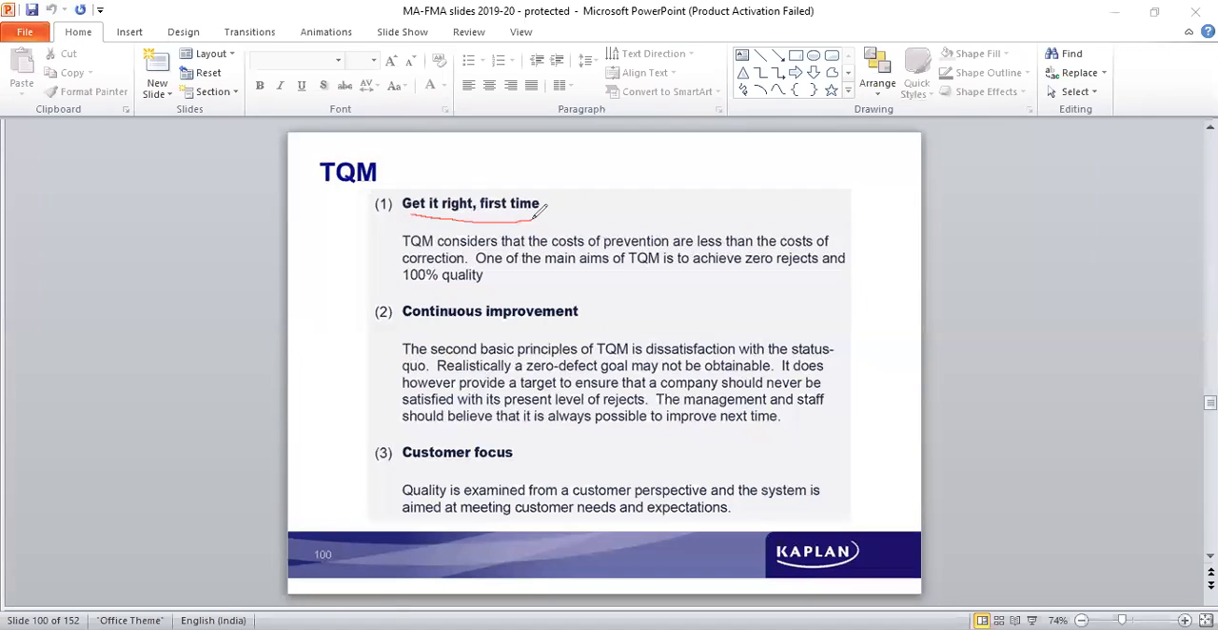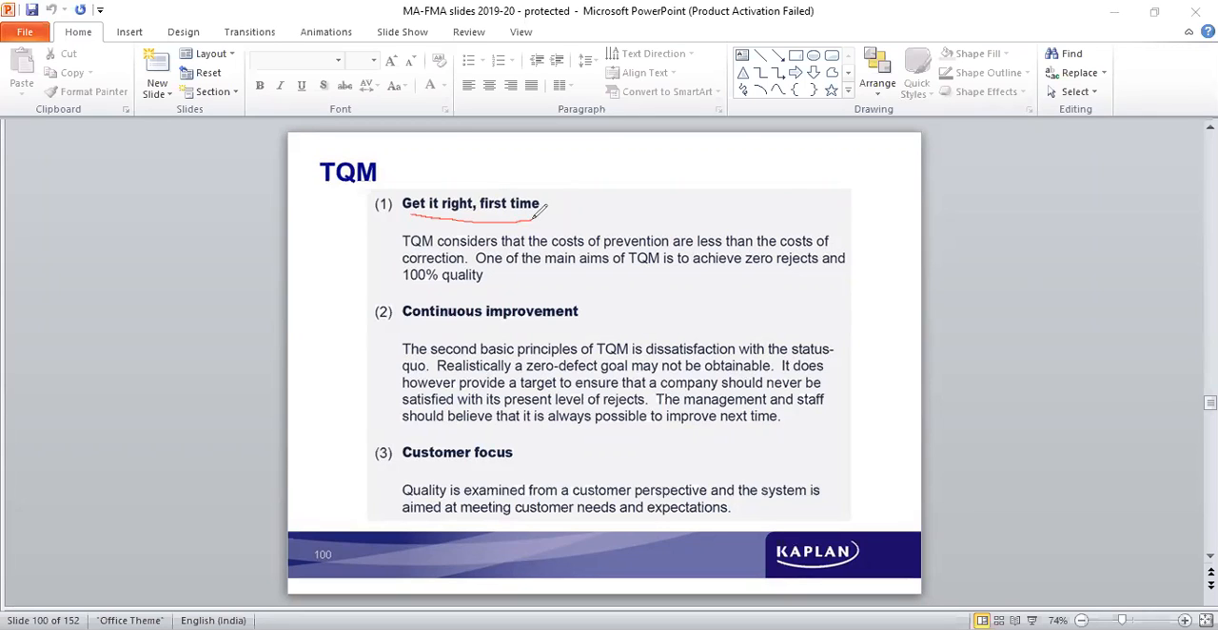So that is the main point. Second aspect says continuous improvement. The second basic principle of TQM is dissatisfaction with the status quo, which means that they do not accept things as they are. They want things to be a little better than the previous time. So a continuous effort to improvise on their way of operating: continuous improvement.